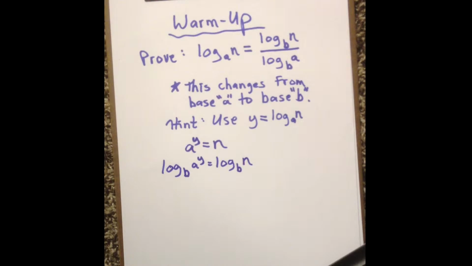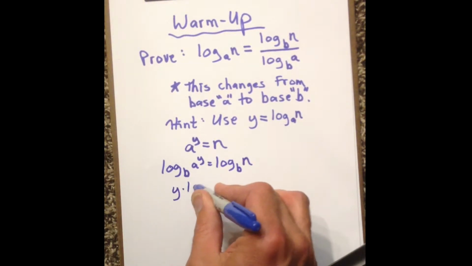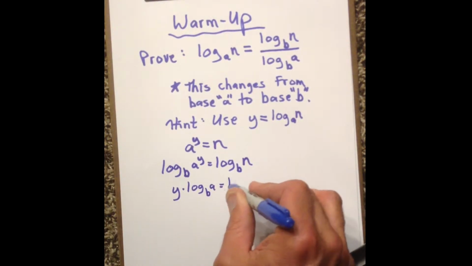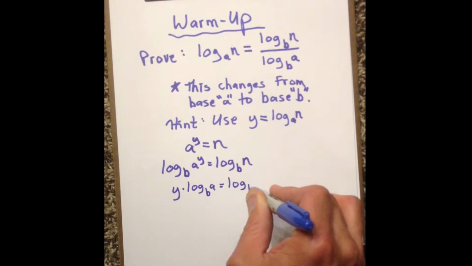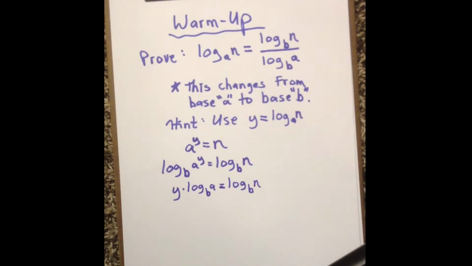And because logarithms represent an exponent, and that y variable is like having an exponent on an exponent, we can rewrite that as y times log base b of a equal to log base b of n. Now remember, we defined y to be log base a of n, which is just what we're trying to prove or rewrite into the log base b of n over log base b of a. So now you probably can see, if you think ahead, where is this going to be taking us?